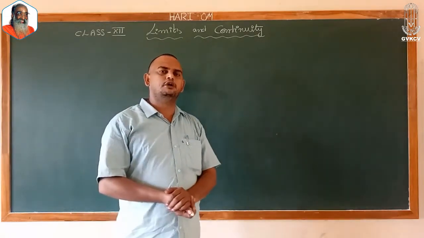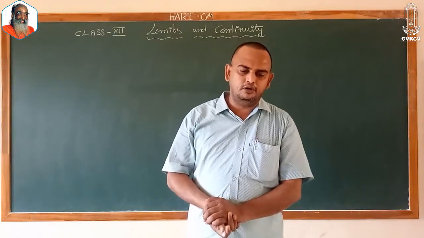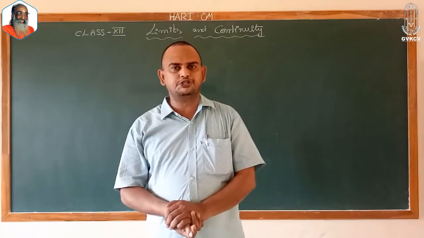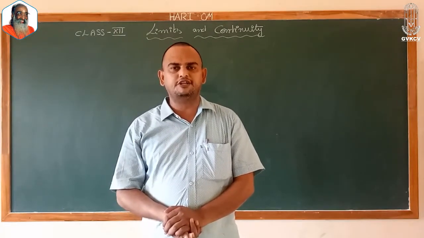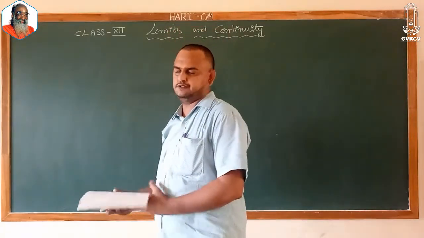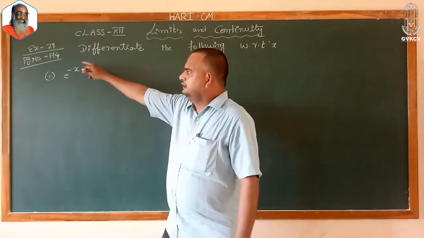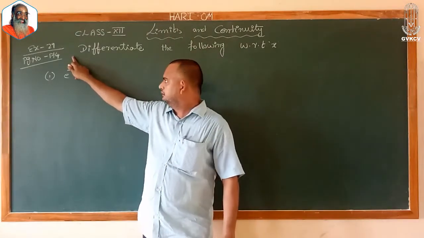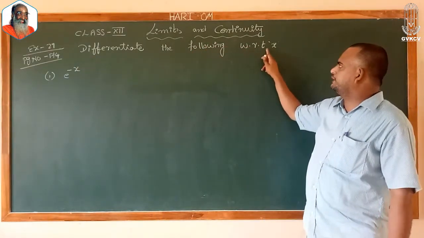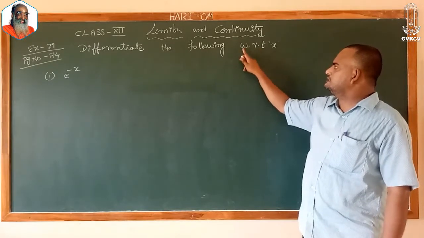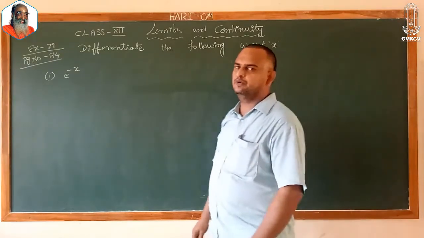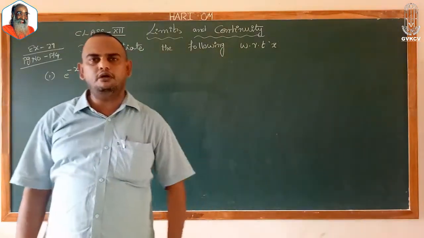First, today we are going to discuss example number 29. In example number 29, we have four questions and they ask you to differentiate. They ask you to find the derivative of the given functions. Example number 29. The question is given there. Differentiate the following with respect to x. W.r.t. means with respect to x, meaning the given function we need to differentiate with the variable x.